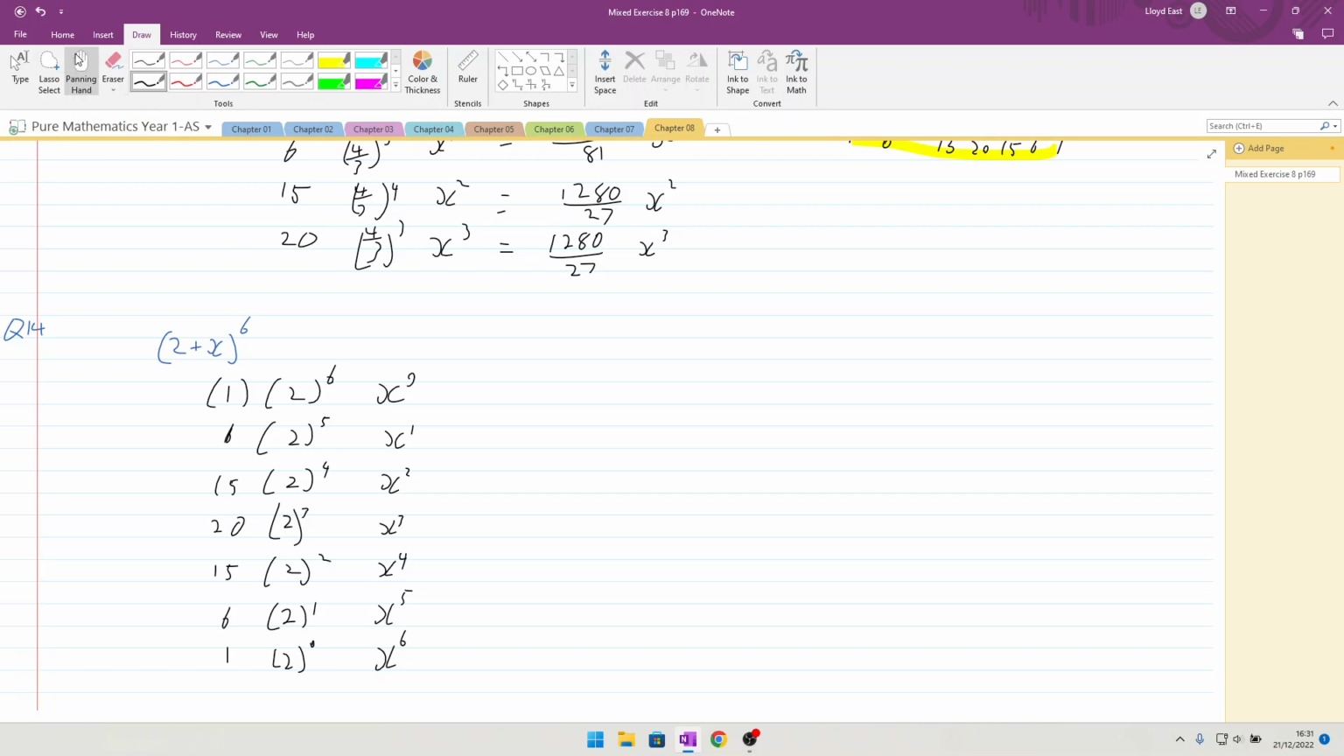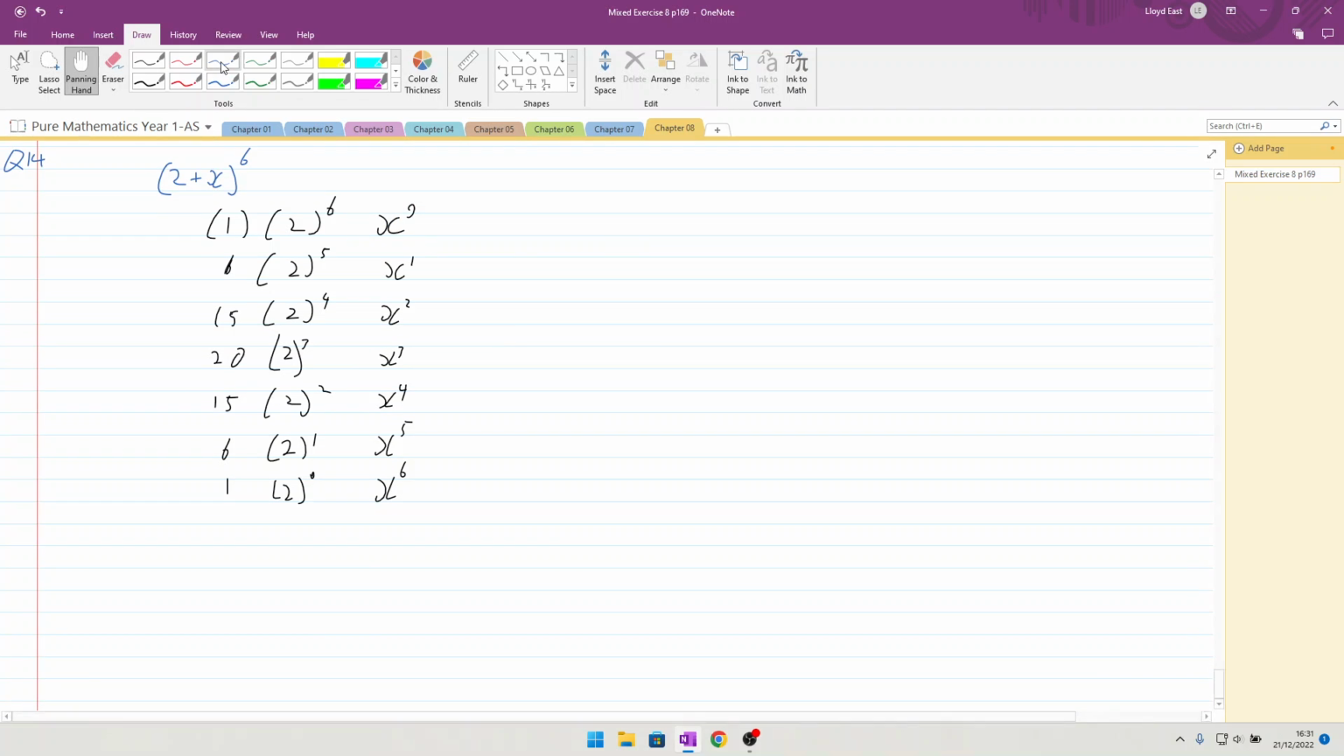So as this comes out, 2 to the power 6 is 64. So we have 64. 2 to the power 5 is 32 times 6, 192, 192x. 2 to the power 4 is 16 times 15, 240.